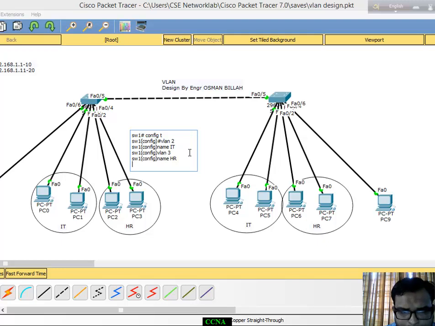And interface, int range fast Ethernet 0/1 to 2. Select the range, so int range fast Ethernet 1 to 2. Okay. Switchport access VLAN 2. Okay.